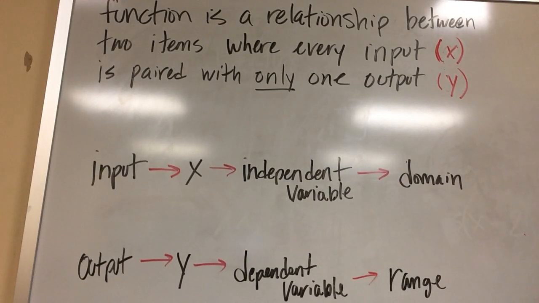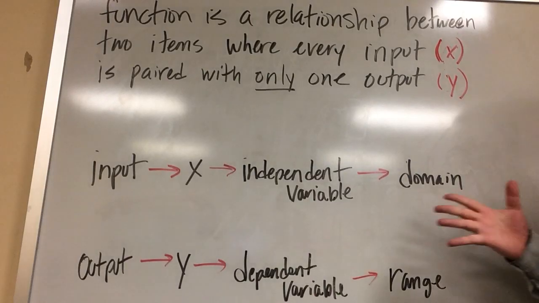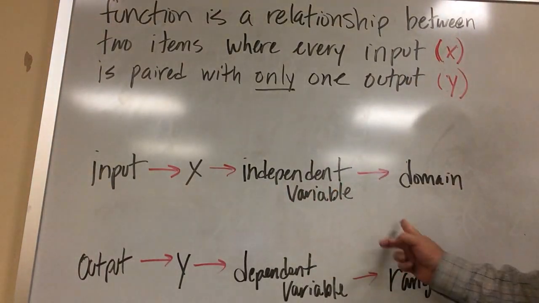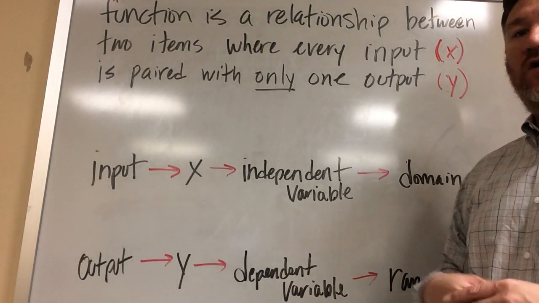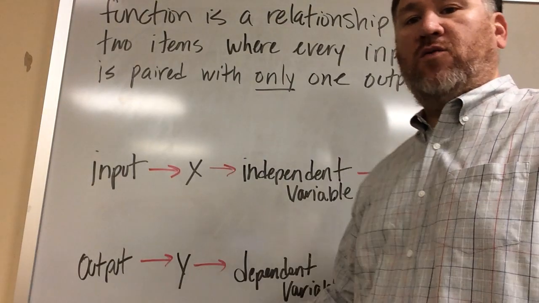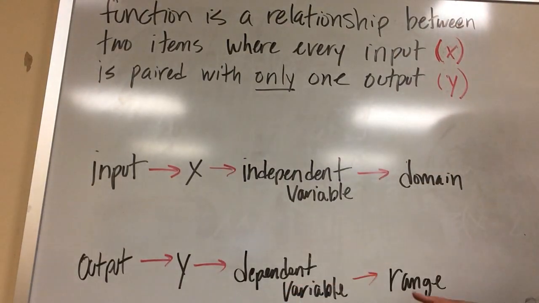A reminder that these words right here, input, x, independent variable, domain, all mean the same thing and they're interchangeable. If I'm talking about the input, I'm also talking about the domain. If I'm talking about the x number, I'm talking about the independent variable. Same thing with the output. Output, y, dependent variable, range, all of those mean the exact same thing and can be interchanged.